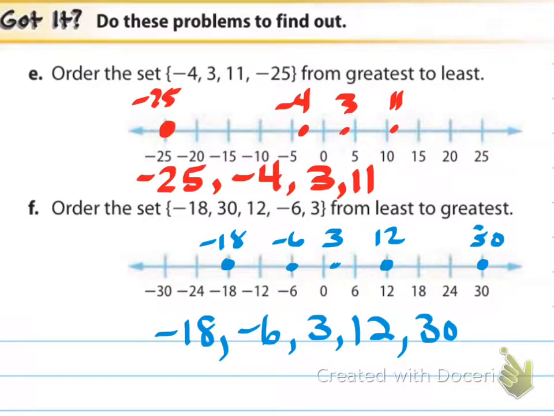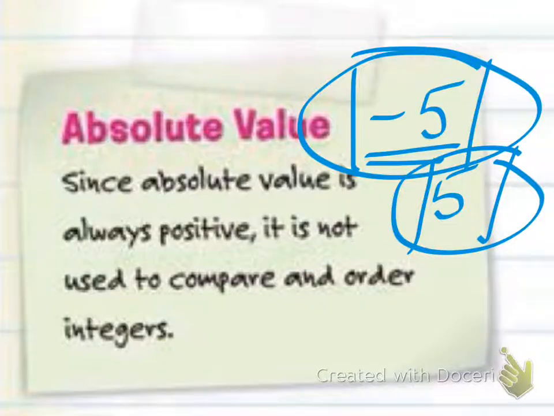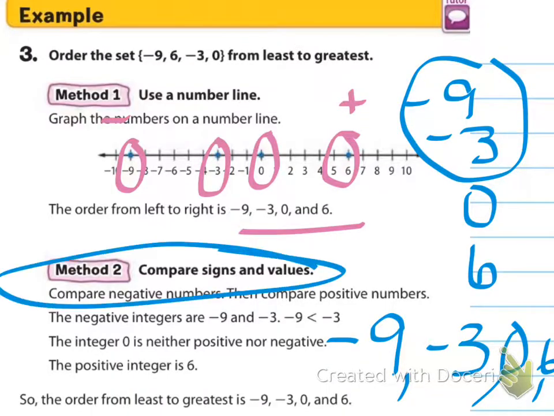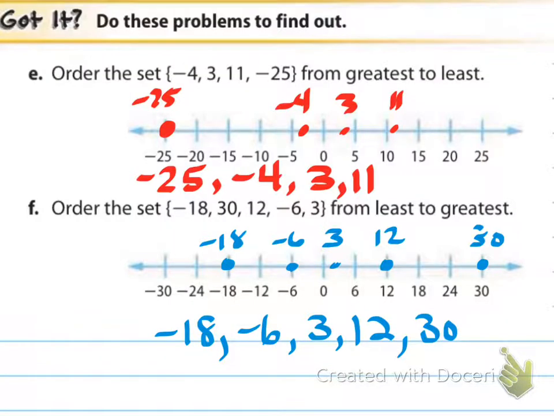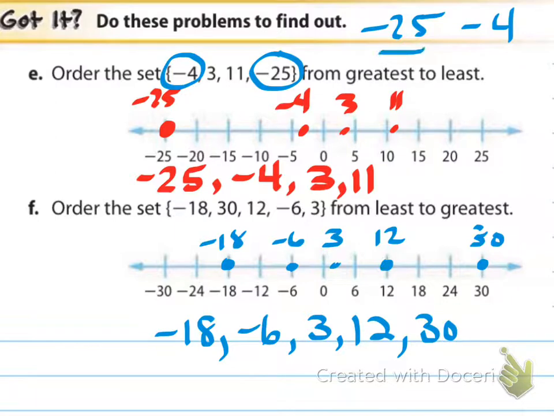All right, so again, they gave you the number line on this one, so using method 1 is fine, but if you wanted to just think about grouping them according to comparing the signs and values, then I would say, okay, here's my negatives, my negative 25 and my negative 4. Which one's the least? This one, and then this is the order. And then I've got my 3 and my 11, going from least to greatest. It's going to go in this order, 3 and then 11, so that I can say, okay, so my numbers are negative 25, then negative 4, then 3, then 11, from least to greatest.